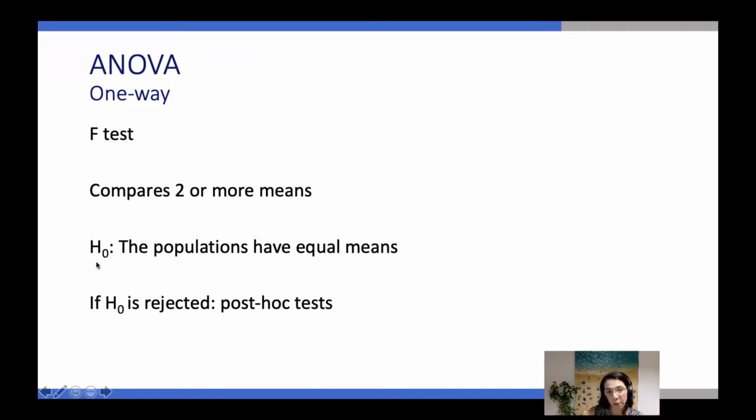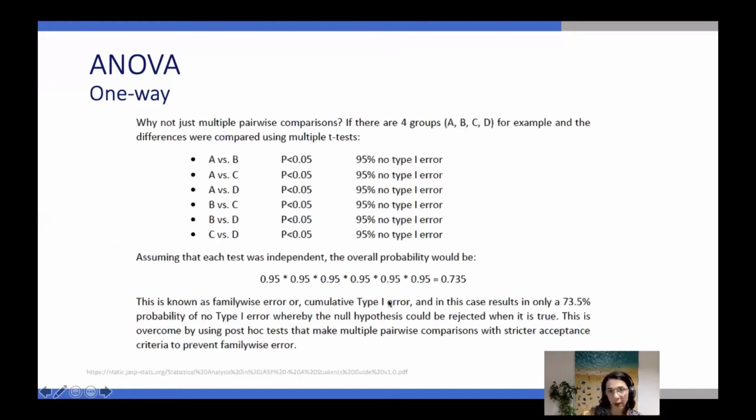So the null hypothesis is that populations have equal means. If the null hypothesis is rejected, you then run post hoc tests. With the ANOVA, you should not use pairwise comparisons because you are going to incur a family-wise error from performing multiple comparisons. And why does this happen? So let's say you have not 3, but 4 groups, A, B, C, and D. And for each comparison, A versus B, A versus C, you have a 95% no type 1 error.